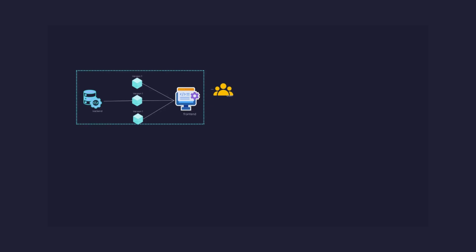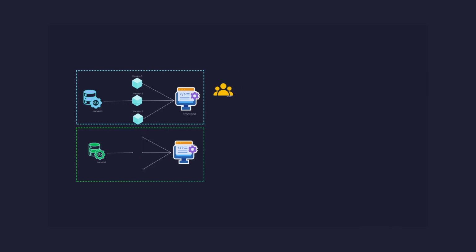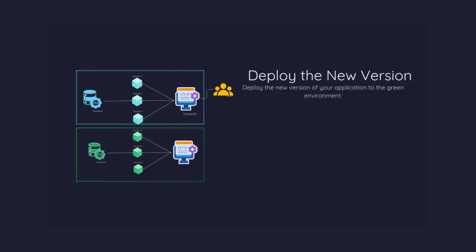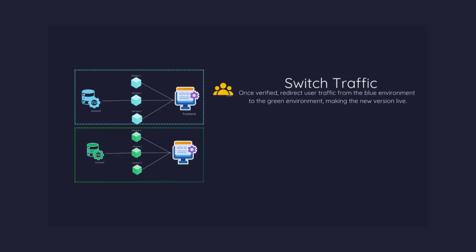Here are the steps for a blue-green deployment. Prepare the green environment. Set up an environment identical to the current live environment, blue, called the green environment. Deploy the new version. Deploy the new version of your application to the green environment. Test and verify. Conduct thorough testing in the green environment to ensure everything works correctly. Switch traffic. Once verified, redirect user traffic from the blue environment to the green environment, making the new version live.